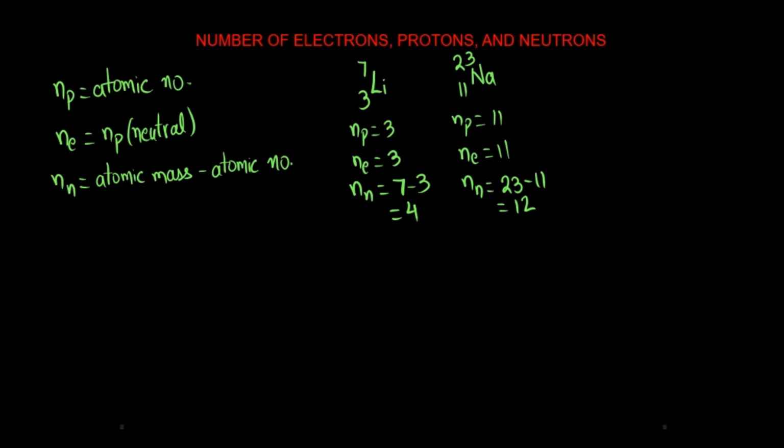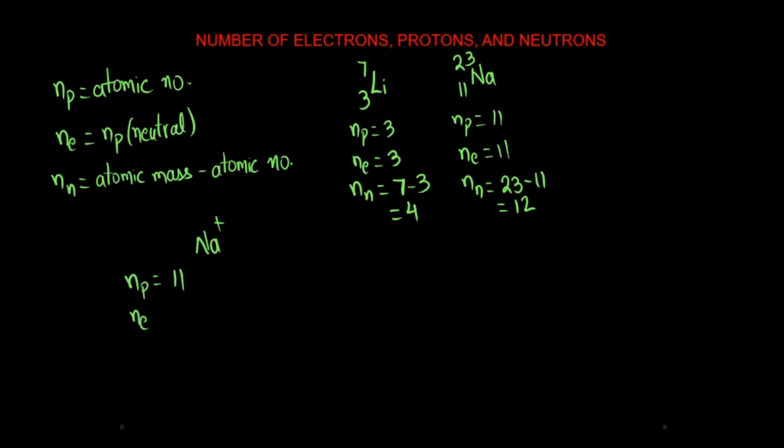What if you have sodium plus? In this case, there is a charge of plus 1. We'll start with the number of protons. The number of protons will always stay the same for a given atom. It's still sodium, so sodium will have the same number of protons as the atomic number, which is 11.